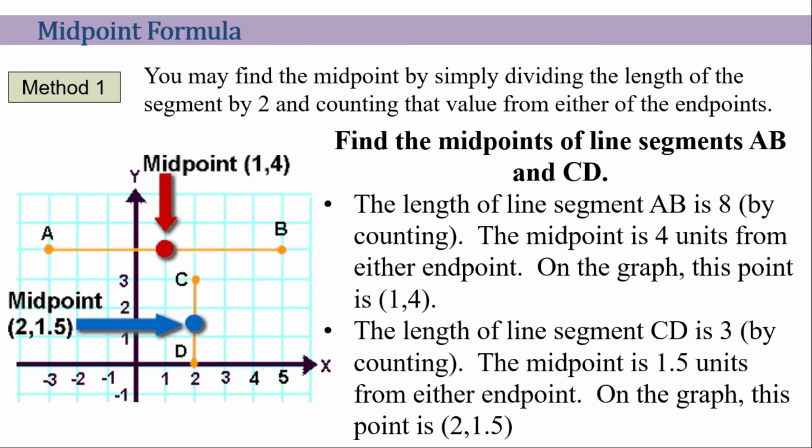Let's try the same method on segment CD. In segment CD, the measurement of this segment is 1, 2, 3 units. Now to determine the midpoint of this, let's divide 3 by 2. That is 1.5. So now let's count 1.5 from each endpoint. So 1 and a half, 1 and a half. So this will be the midpoint of this segment. That is (2, 1.5). This method is used in finding the midpoint of a vertical and horizontal line on a Cartesian plane.